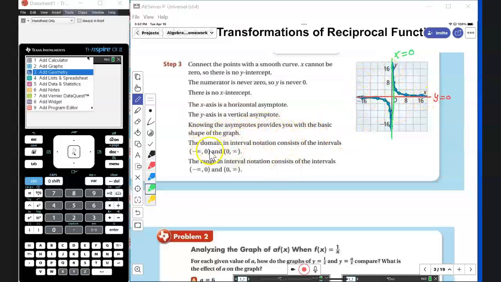So what's going to be the domain? It's from negative infinity all the way close to 0, but not quite. And then it continues after 0, and so it's from 0 to positive infinity. The range is from negative infinity up to 0, and then it jumps, and then it goes from 0 to infinity. So there's our range, and there's our domain.